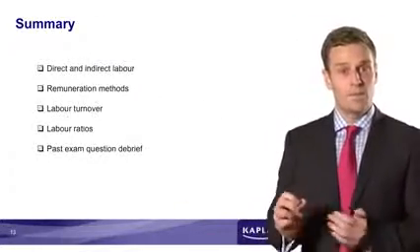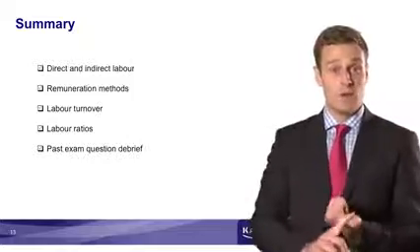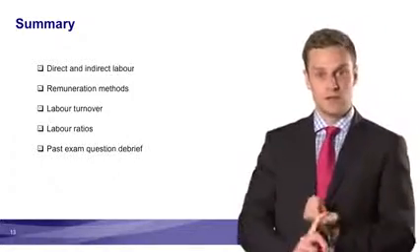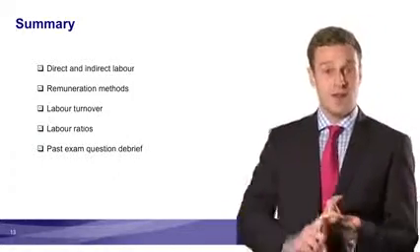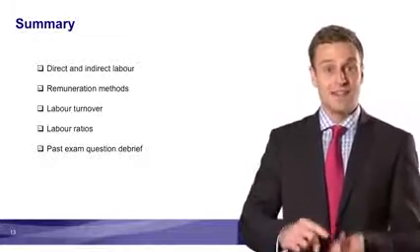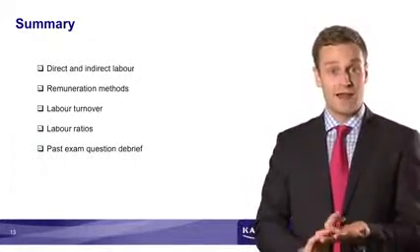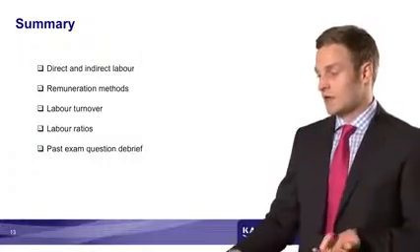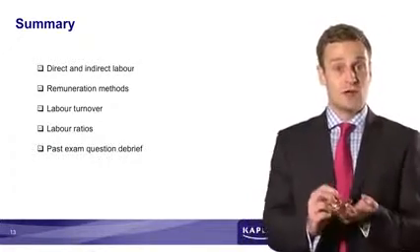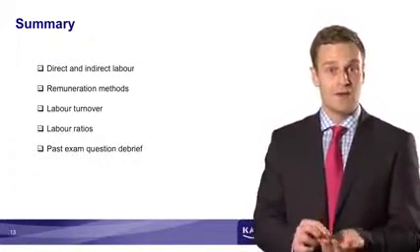Okay, so just to wrap up, we have now looked at direct and indirect labour and how we can account for each of those. We've looked at different ways of paying our staff, both time-related and output-related. We've looked at labour turnover and how to calculate labour turnover using our equation. We've looked at the 3 different labour ratios and what each of those means and how to calculate them.